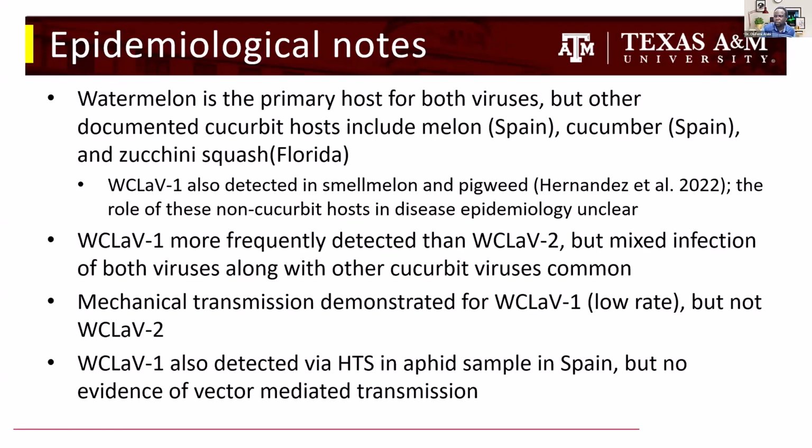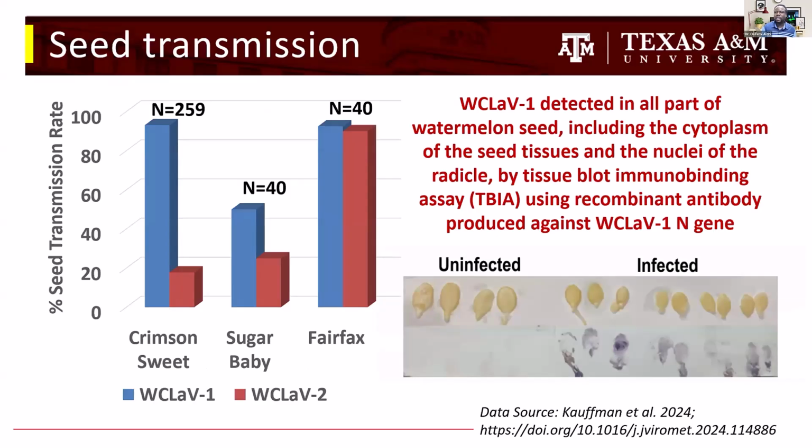And so more work still needs to be done to figure out the vector of these two viruses. A more recent work that was done in Brazil actually showed very conclusively that both viruses are seed transmitted. There's always been speculation that they are probably seed transmitted, but what the colleagues from Brazil have done is basically to do a very rigorous study where they were able to demonstrate seed transmission at a very high rate, especially for WCrLaV-1, compared to WCrLaV-2, as you can see in that bar graph.